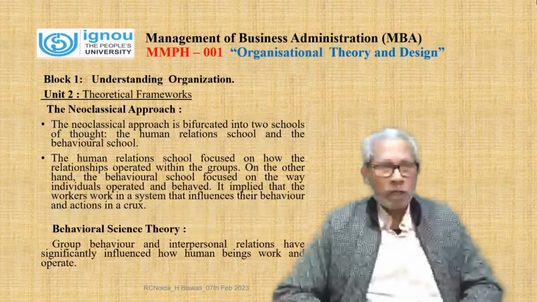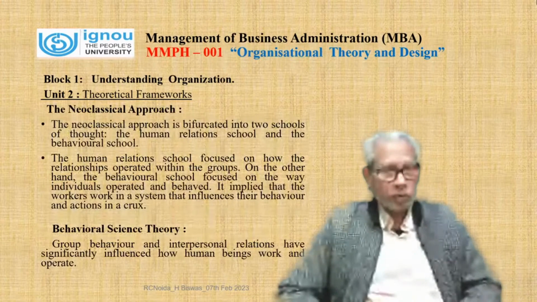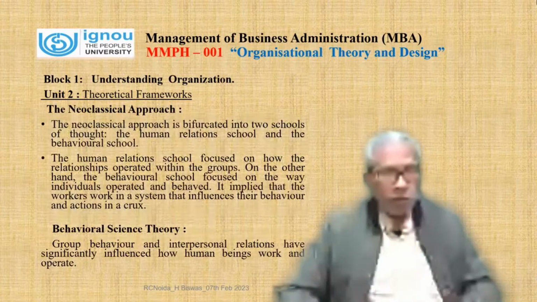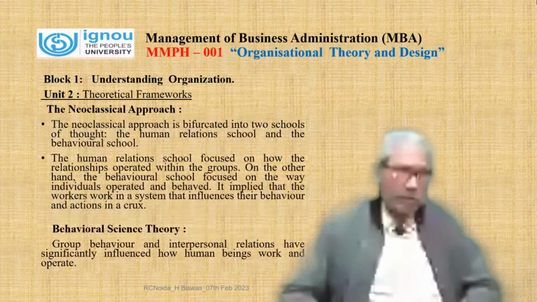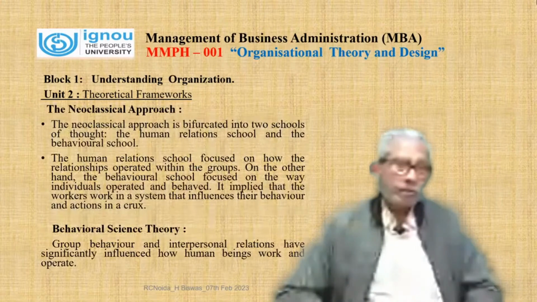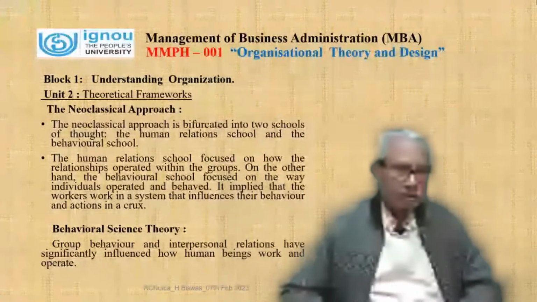The human relations school focused on how relationships operate within groups. When a human being is within a group, in what way they behave, and how they are integrated with other groups. That relationship is one part. On the other hand, the behavioral school focused on the way an individual operates, what type of behavior they show. So it implies that workers work in a system that influences their behavioral actions. So there are two things: when persons are working in a group, how they behave, and individually, how they behave.